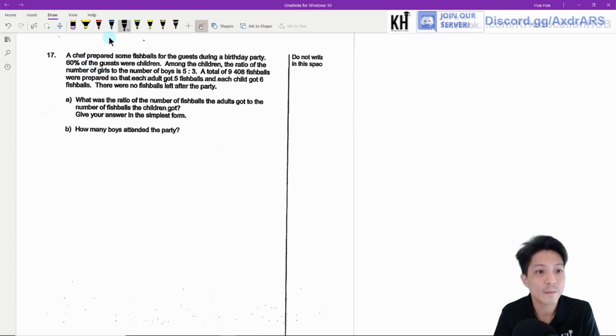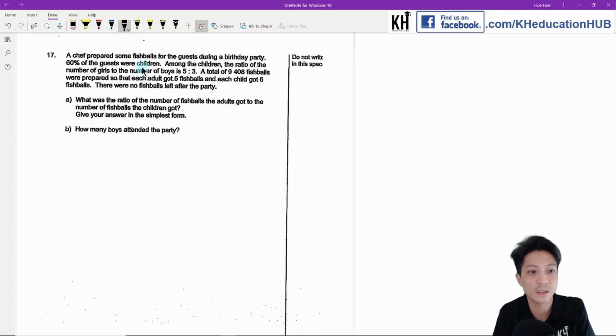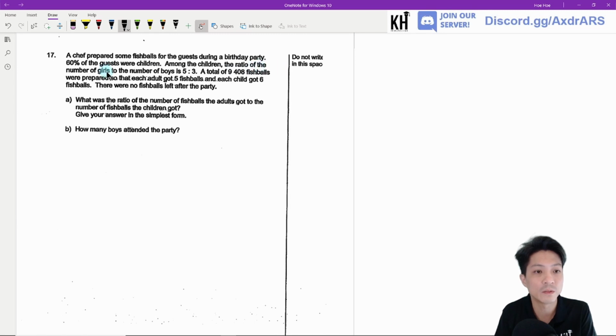Okay, question 17. A chef prepared some fish balls for the guests during a birthday party. 60% of the guests were children. Among the children, the ratio of the number of girls to the number of boys is 5:3. A total of 9,408 fish balls were prepared so that each adult got 5 fish balls and each child got 6 fish balls. There were no fish balls left after the party. What was the ratio of the number of fish balls the adults got to the number of fish balls the children got? Give your answer in the simplest form. Part B, how many boys attended the party?